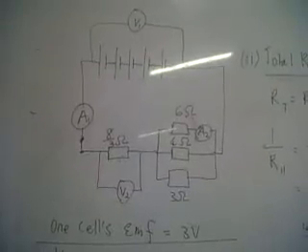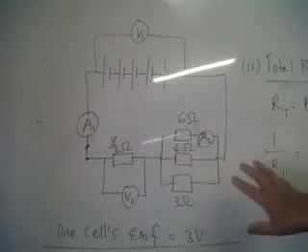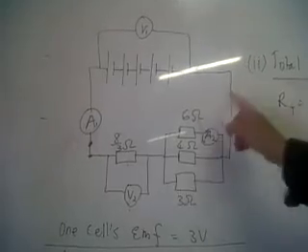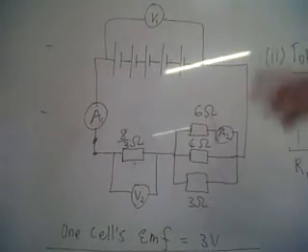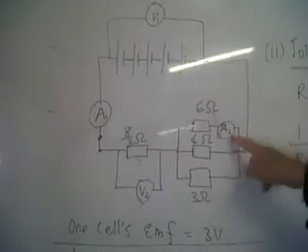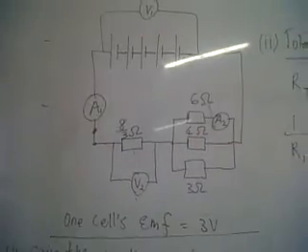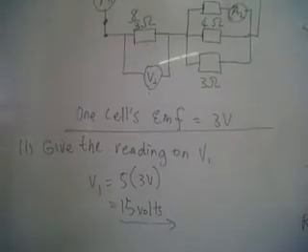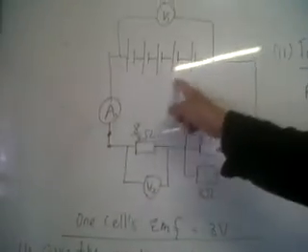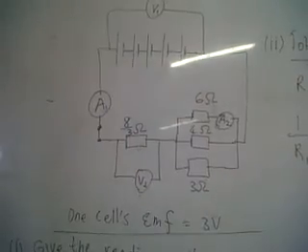Ready? Okay. They give you a diagram. They give you the resistance. Watch the numbers of your voltmeters and your ammeters. They say one cell's EMF is 3 volts. And you must count. There's 1, 2, 3, 4, 5 cells there.